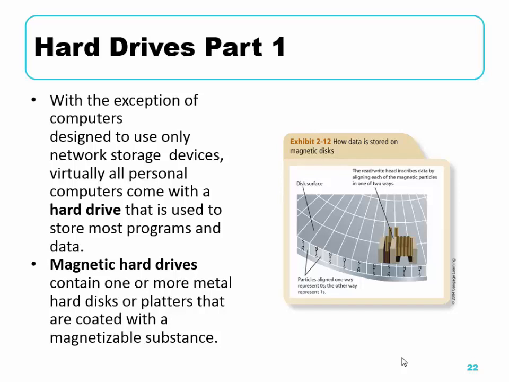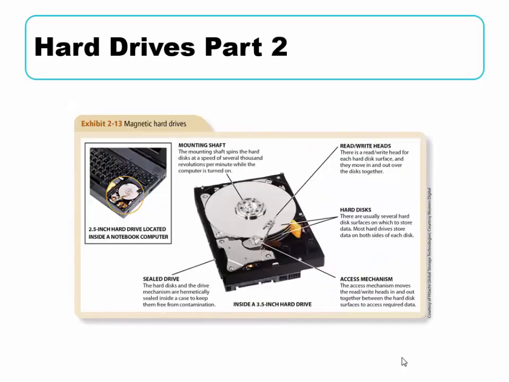Most hard drives are magnetic. Magnetic hard drives contain one or more metal hard disks or platters that are coated with a magnetizable substance. These hard disks are permanently sealed inside the hard drive case, along with the read-write heads used to store and retrieve data, and an access mechanism used to move the read-write heads in and out over the surface of the disk. One hard drive usually contains a stack of several hard disks. If so, there is a read-write head for each hard disk surface, and these heads move in and out over the disk surfaces simultaneously. That shows a typical hard drive, what an actual hard drive looks like.